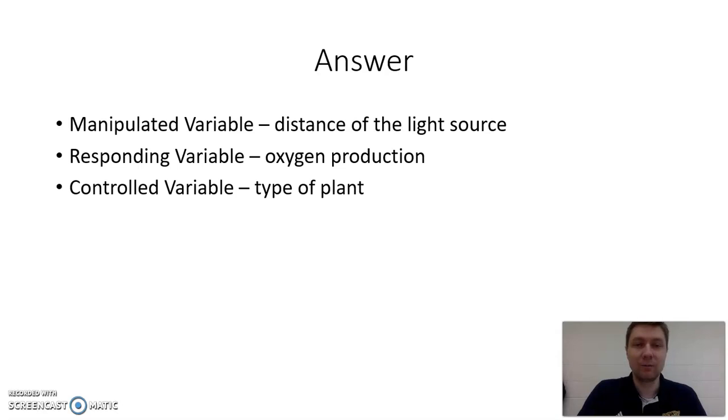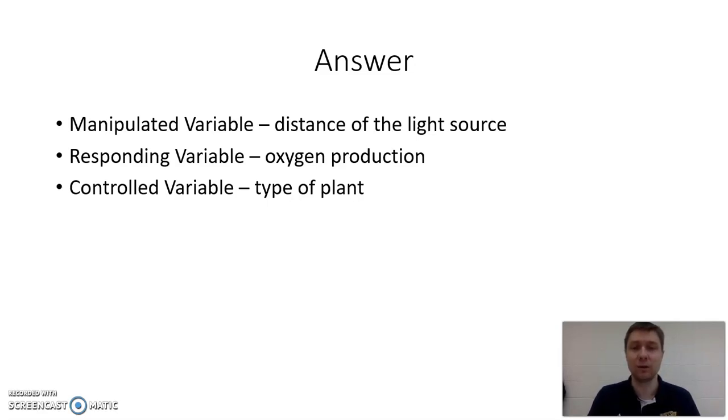The manipulated variable for this one is the distance of the light source. So you're going to place this light source at different distances from the plant so that the plant can get a different amount of light, varying intensity of light. Because the light source is going to be at different spots, obviously that plant is going to be able to produce more or less oxygen depending on where that light source sits.